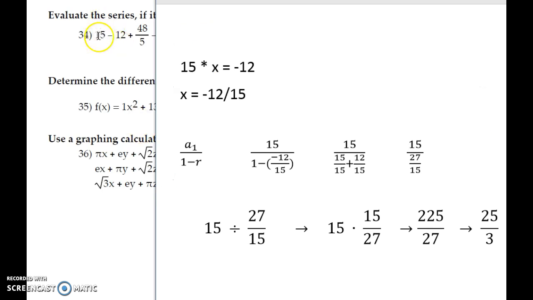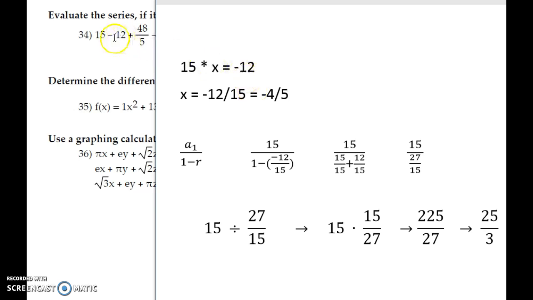So the first term is 15, the next one's negative 12. So 15 times what gives you negative 12? Because these terms are changing by the same ratio every time. So let's just solve this algebra by dividing both sides by 15, and we get that the ratio is negative 12 over 15. I guess we could reduce that, divide both by 3 here, and we get negative 4 over 5. So each term is negative 4/5 times the previous term.